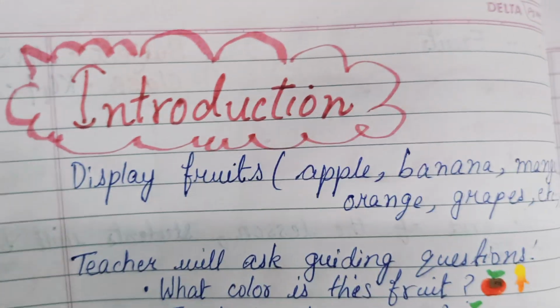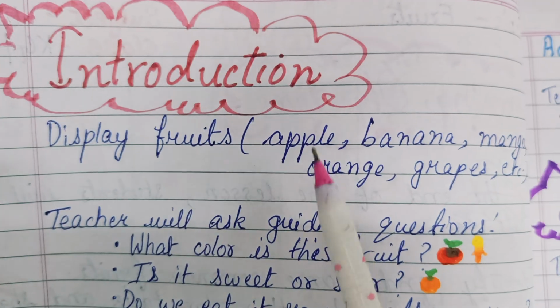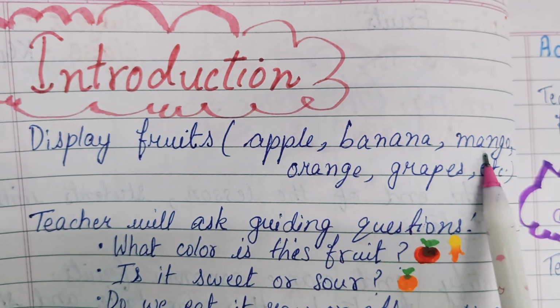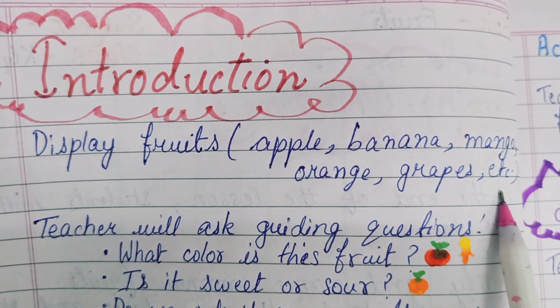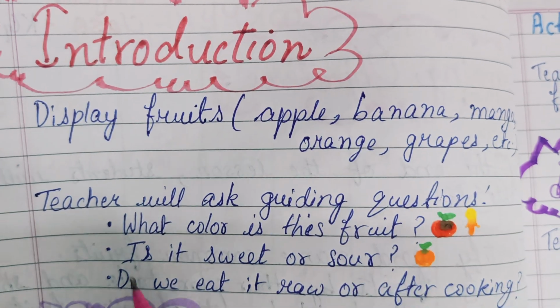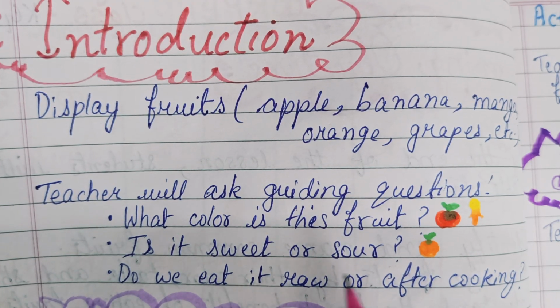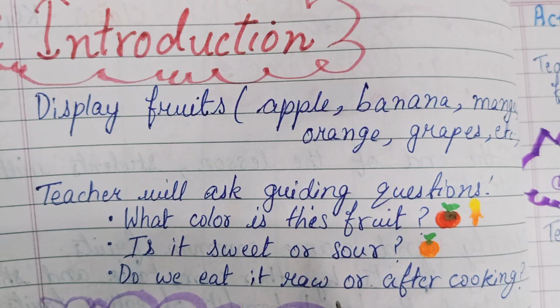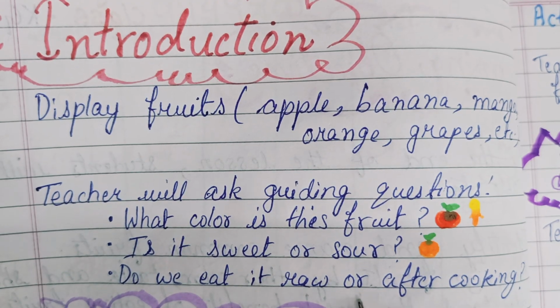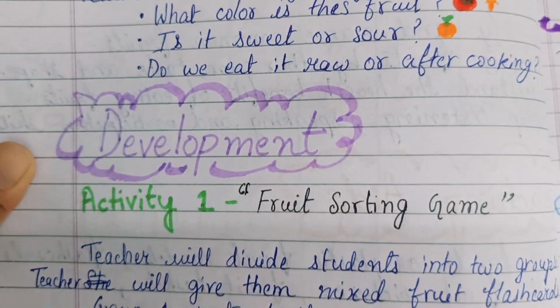Next, introduction. Display fruits like apple, banana, mango, orange, grapes, etc. Teacher will ask guiding questions. What color is this fruit? Is it sweet or sour? Do we eat it raw or after cooking? So these are the questions teacher can ask.